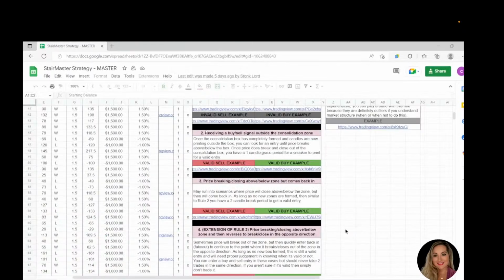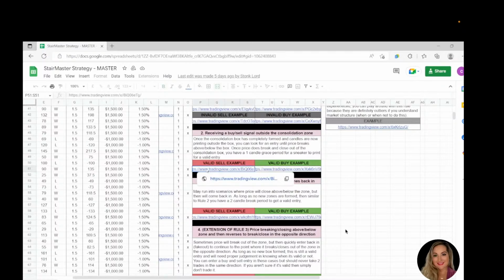So rule number 2 that you guys will see here listed is receiving a buy and sell signal outside of the consolidation zone. Once the consolidation box has completely formed and the candles are now painting outside of the box, you can look for an entry until price breaks above or below the box. Once price does break and closes out of the consolidation box, you have a 1 candle grace period for a sneaker to print for a valid entry.